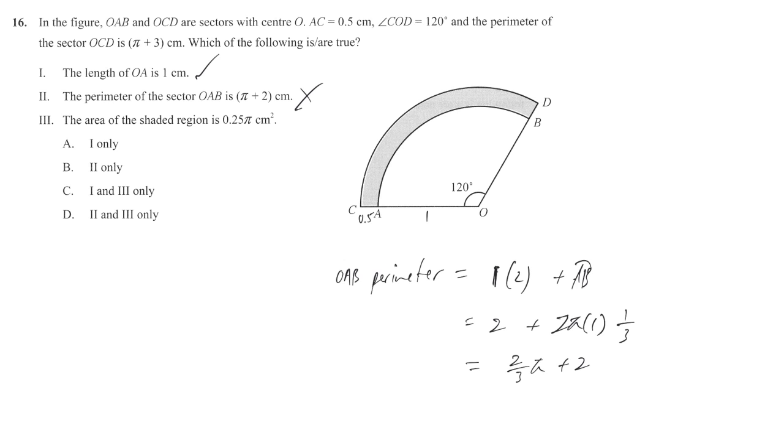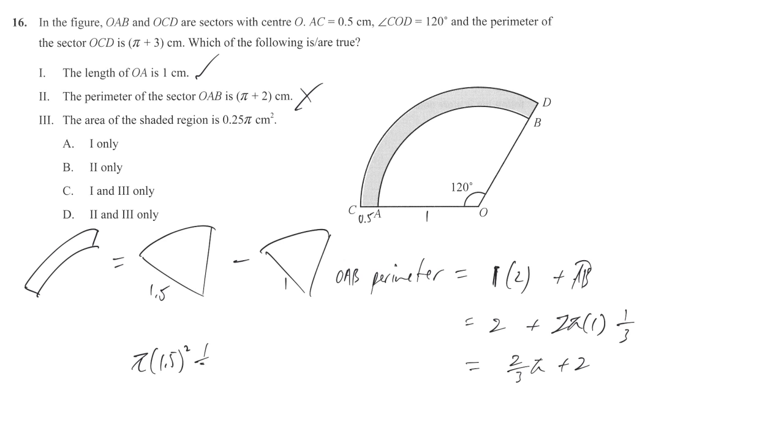So the area, you also calculate the area of the shaded region. The shaded region, this part, is equal to a large sector minus a smaller sector. Is that okay? So it is 1.5, this is 1, so this is pi times 1.5 squared. So again, the answer is wrong. One only.